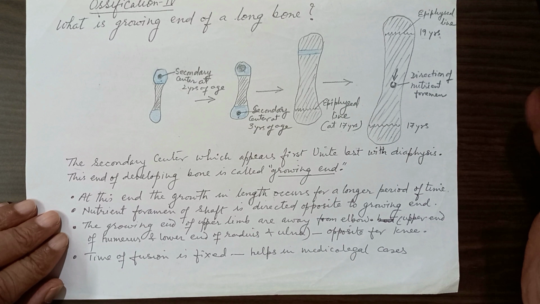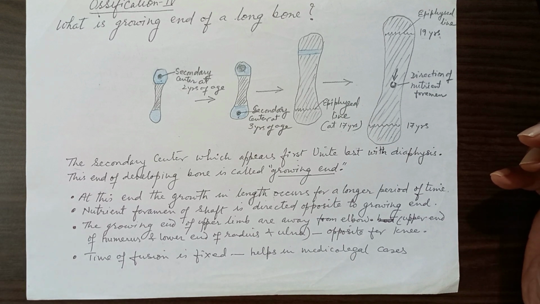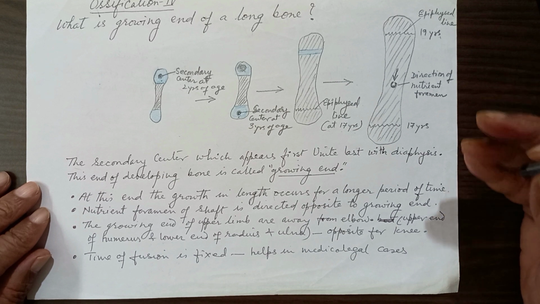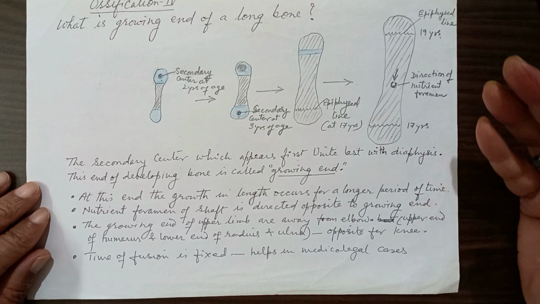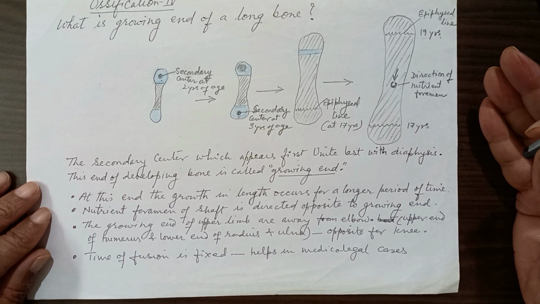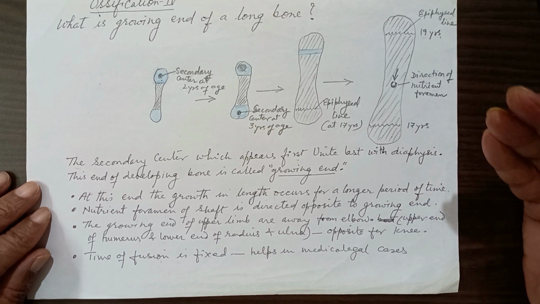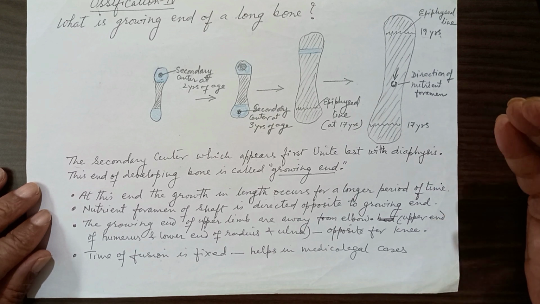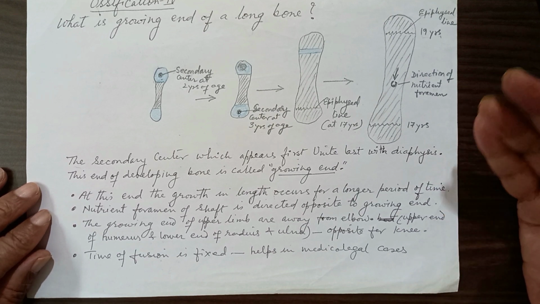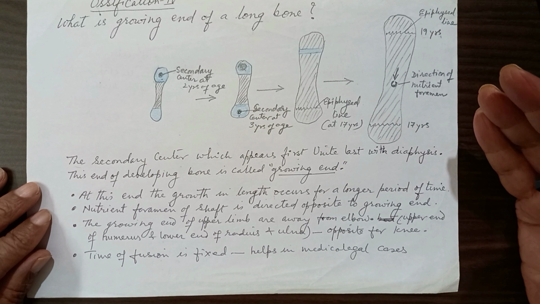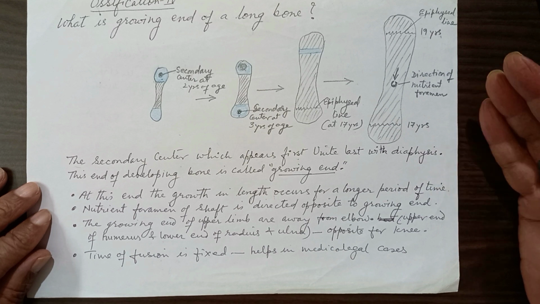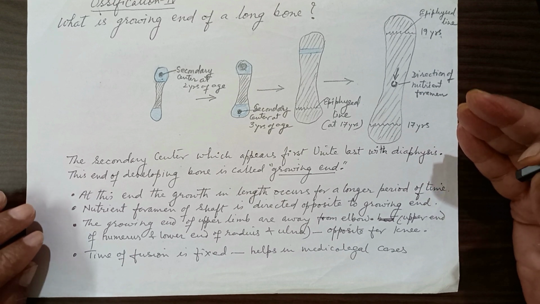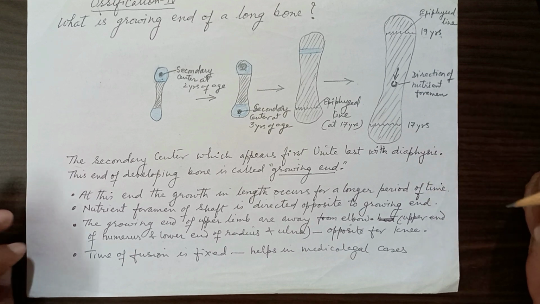Another fact is that the growing ends of the upper limb bones are away from the elbow. That means for the humerus it is the upper end that is the growing end, and for the radius and ulna it is the lower end. It is just the reverse for the knee. For the long bones articulating at the knee, the lower end of the femur is the growing end. Similarly, the upper ends of the tibia and fibula are also growing ends.